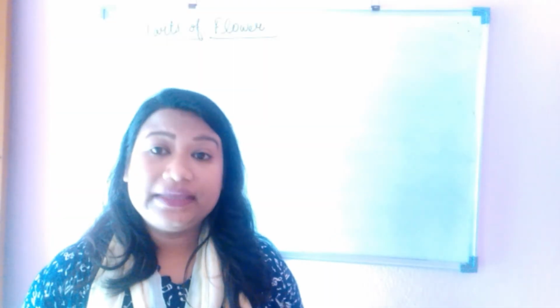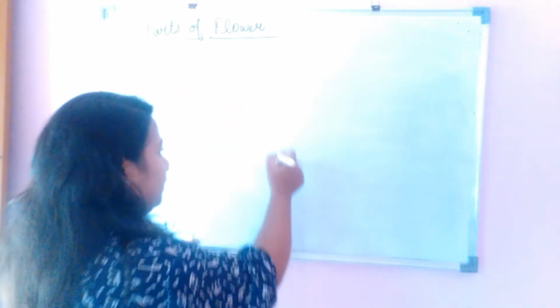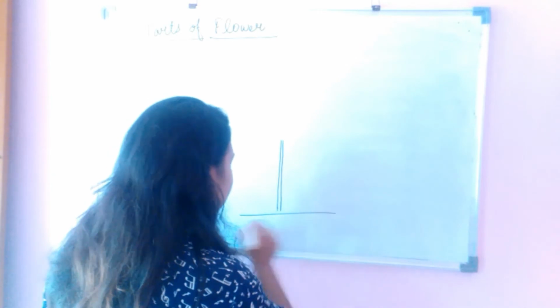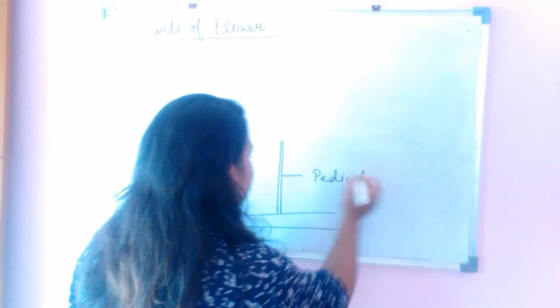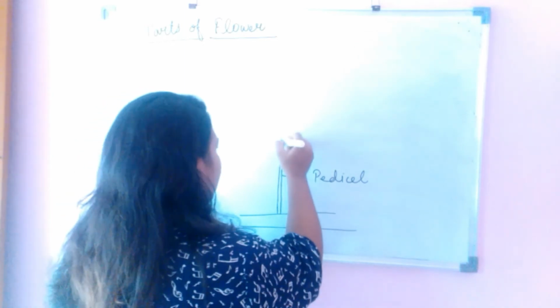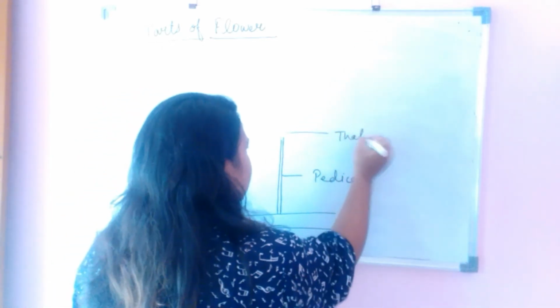If we draw a typical angiospermic flower, then we will find a branch-like structure or a stem-like structure, but it is not a stem. It is a part of the flower which is attached to the main stem, which is termed as pedicel. And the uppermost part of the pedicel is called thalamus, on which all the parts of the flower are attached.